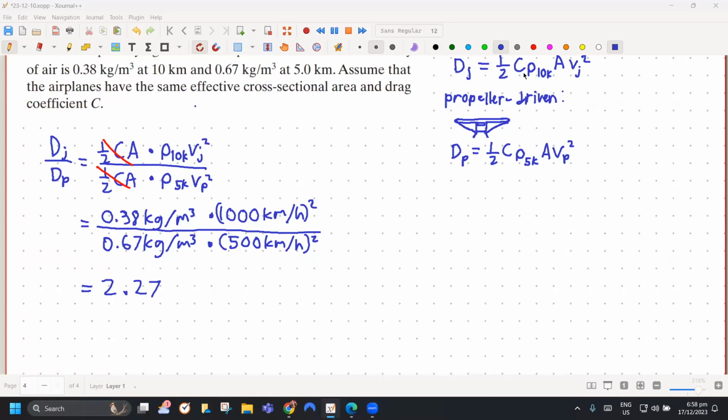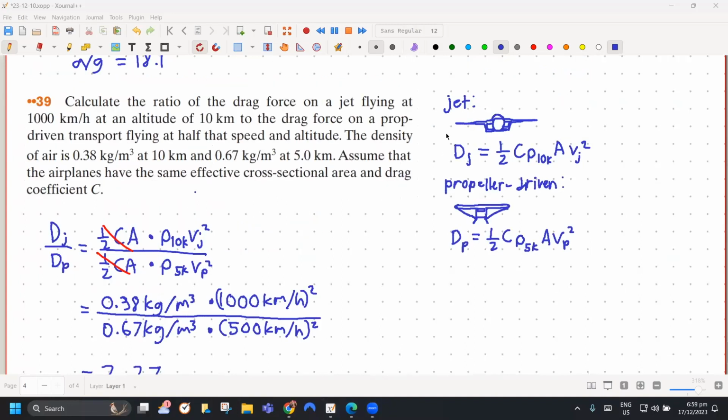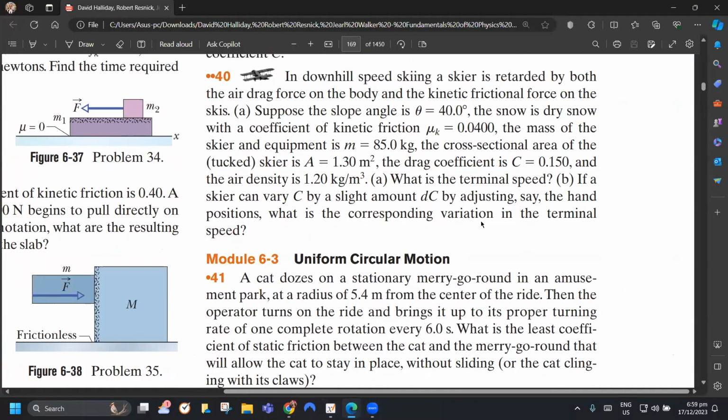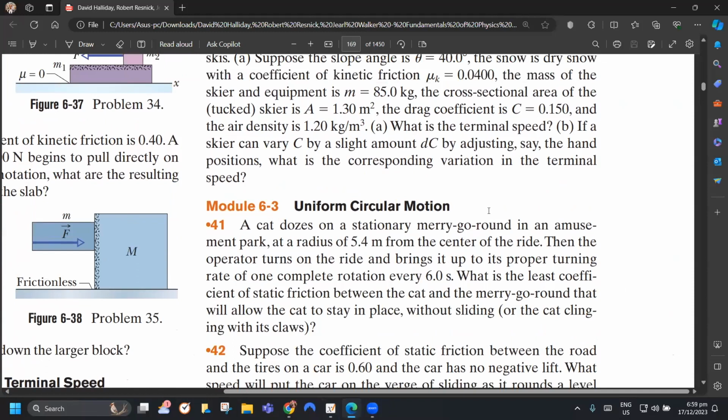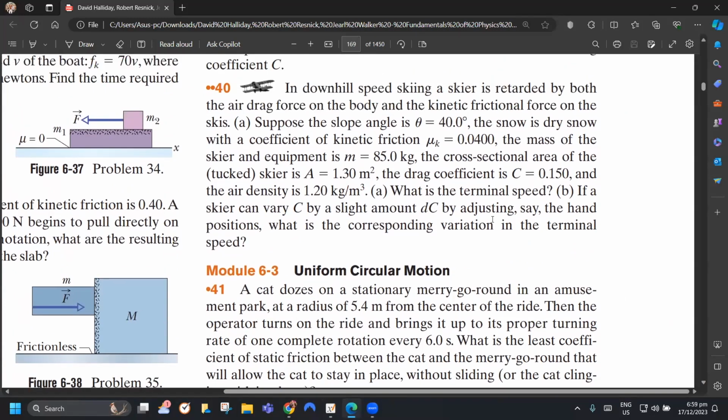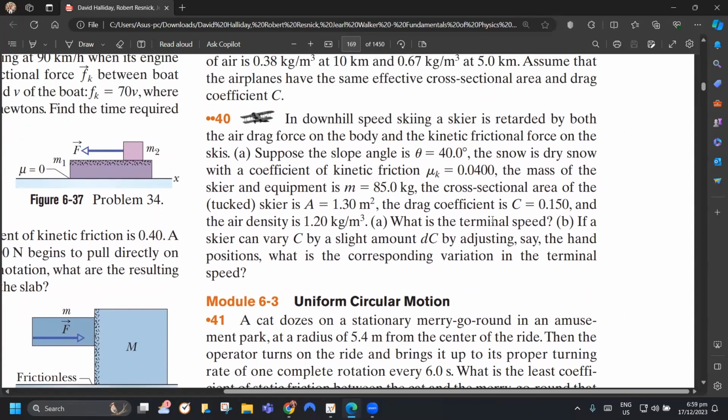Anyway, tingnan natin yung problem dito. Basahin lang natin. We won't have enough time to do this. Actually, next time start na tayo sa circular motion eh. Basahin na para makita kung ano yung of interest here. So in downhill speed skiing, a skier is retarded by both the air drag force on the body and the kinetic frictional force on the skis. Hindi, kopyahin na natin.